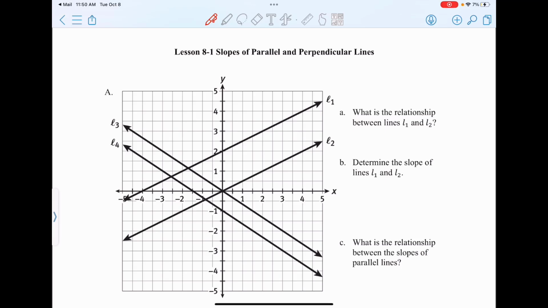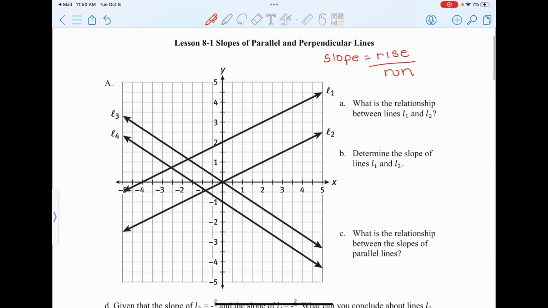Everyone, and welcome to this video going over Lesson 8.1, Slopes of Parallel and Perpendicular Lines. Parallel and perpendicular lines have a relationship between their slopes. Remember, slope is rise over run. So we are going to find the slopes of parallel and perpendicular lines and see if we can figure out the relationship. Let's start with parallel lines.